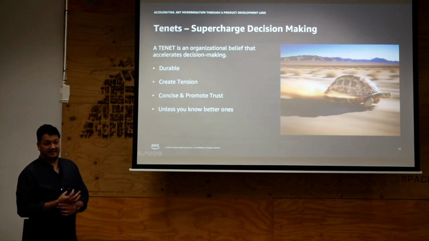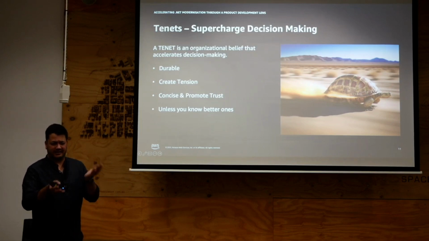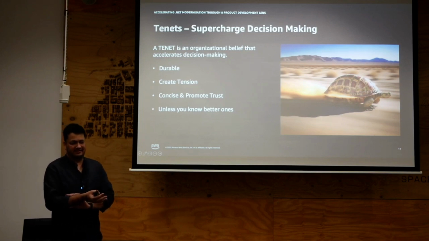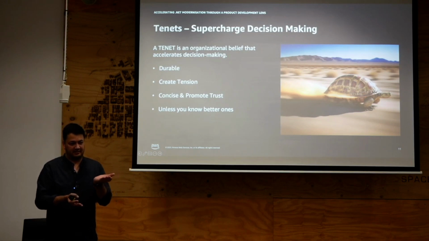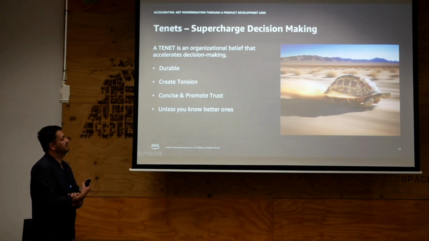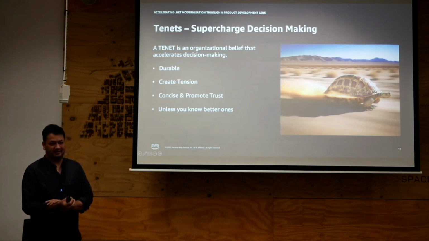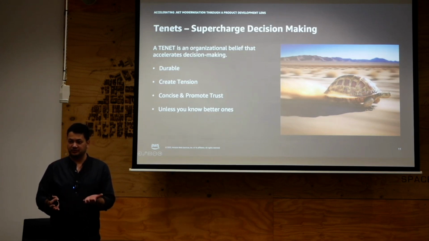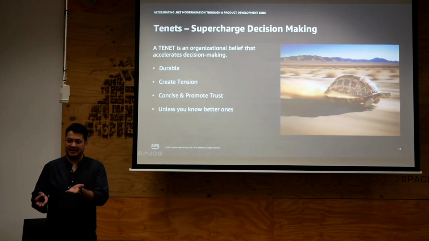Tenets occasionally create tension. So we generally come up with 5 to 6 tenets. We don't create a lot of tenets. And at times, those tenets create tension. They contradict each other. For instance, there could be a tenet which says deliver faster, and there could be another tenet which says optimize cost. Which one do we choose? And it depends on which stage you are at that moment.